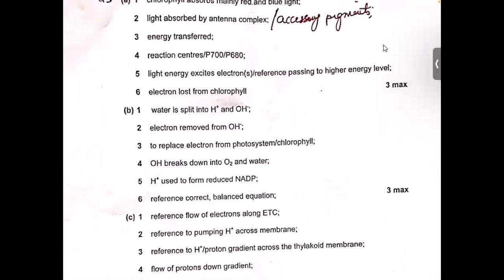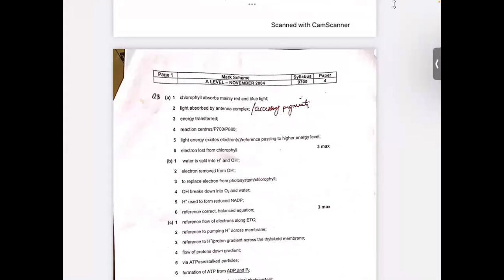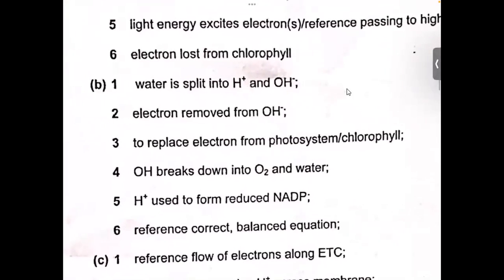Now look, first you can simply say that water is split into H plus and OH minus. That's the easiest mark. And then you can also say that when the water is split, this is the way of providing electrons to photosystem 2, which are constantly being lost. The logic behind the splitting of the water molecule is to replace the electrons that are lost. Now look, this is the answer.